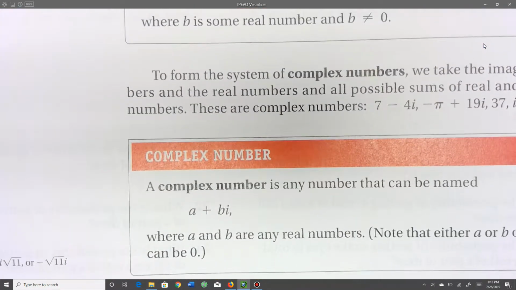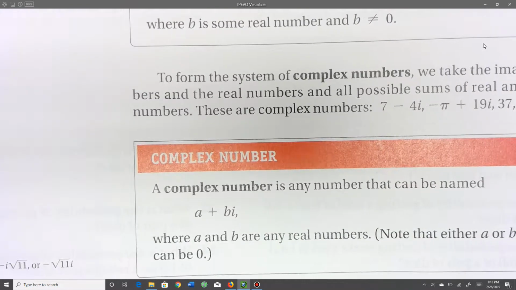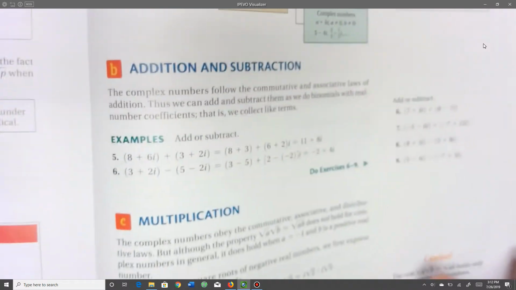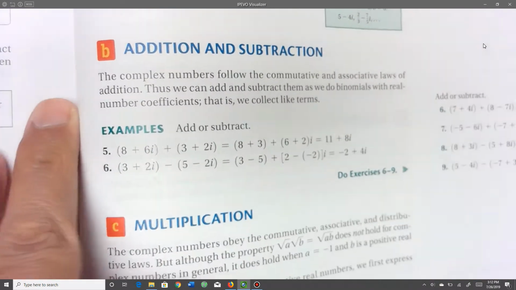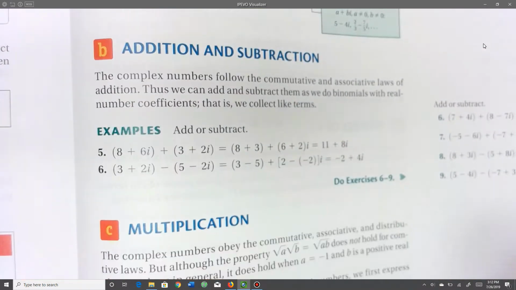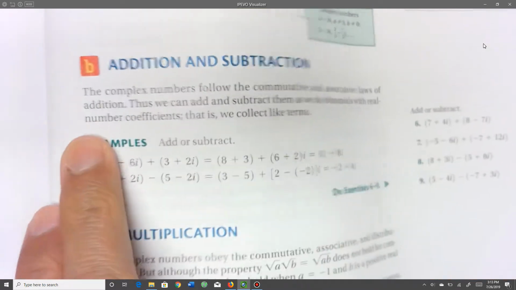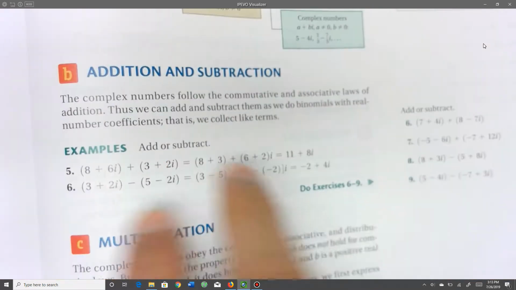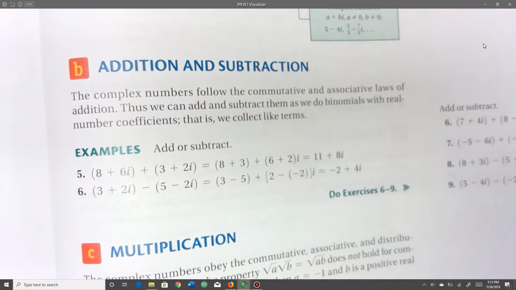What else? Complex number from the system of complex number. No, that was section A. And then moving on to B. Yeah, objective B.